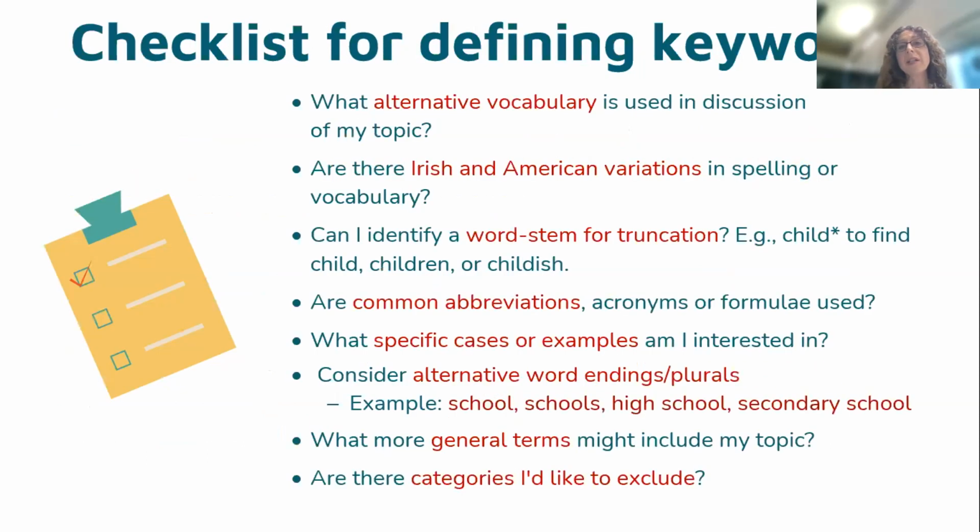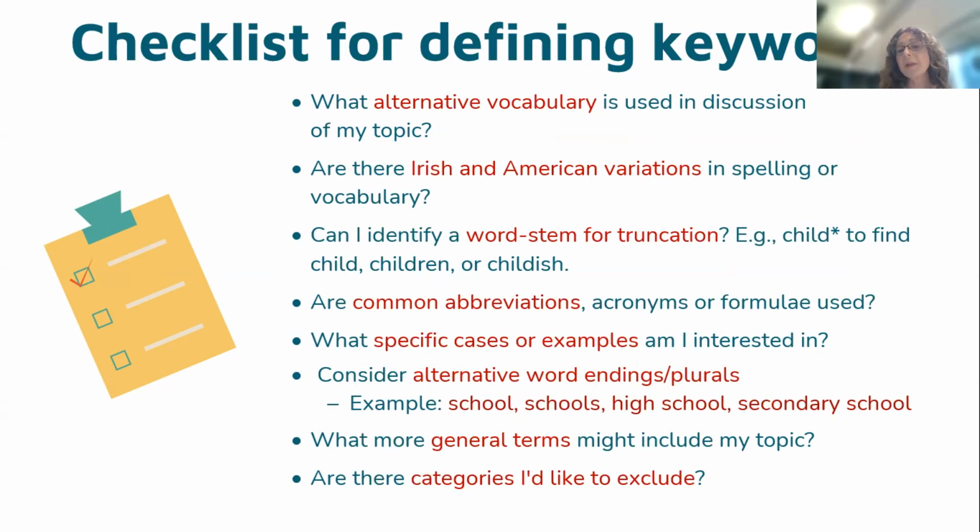Okay, so this is a checklist for what you need to think about when you're looking at your keywords. Is there an alternative vocabulary that could be used to discuss my topic? Are there Irish or American variations in spellings and vocabulary that could be used? Could I identify a word stem for truncation, such as if I use child, I could get child, children, childish with a particular symbol within the database? Are there common abbreviations, such as for European Union, EU?